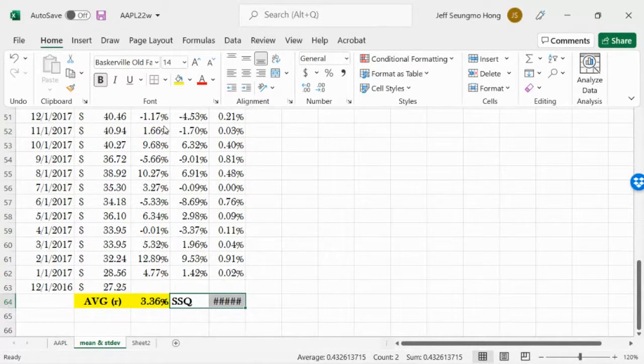Sum of squares. Was it Yang? Yeah. Okay, Yang, I'm going to give you 0.5 points. You definitely did your homework, right?